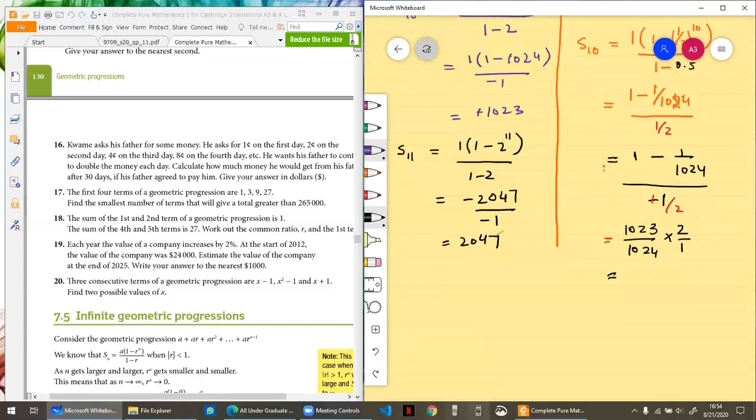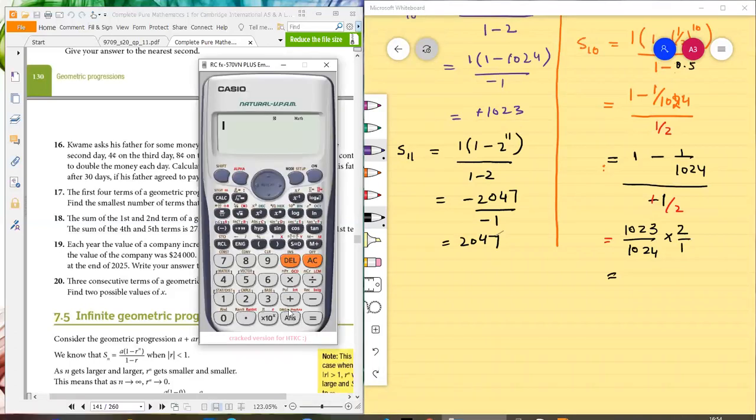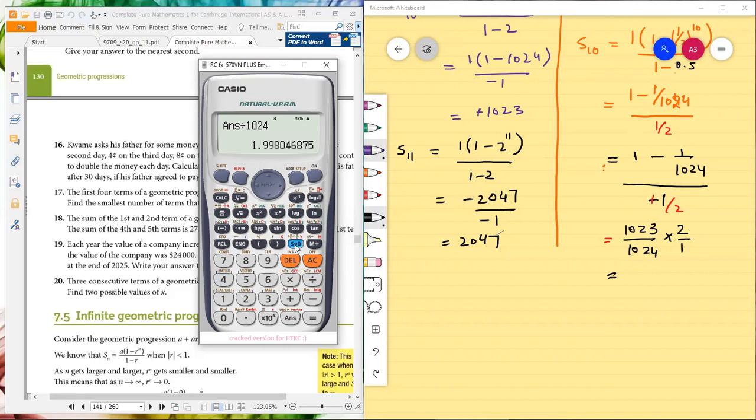by using the calculator, let me calculate it. 1023 multiplied by 2, and divided by 1024, is equal to this. So it would be 1.998. So this is the sum of 10 terms.